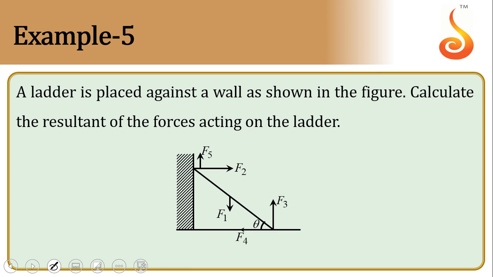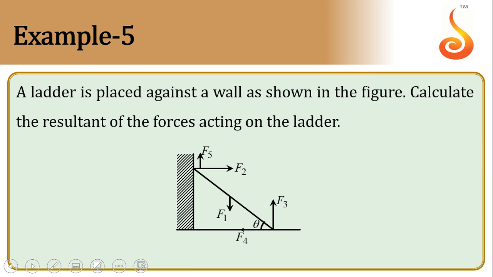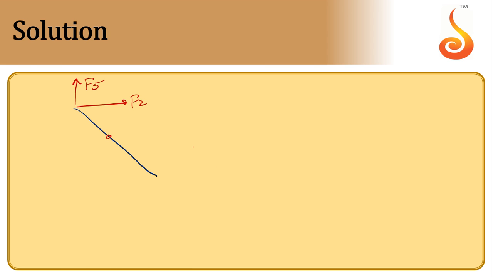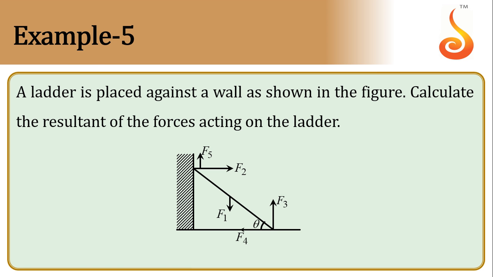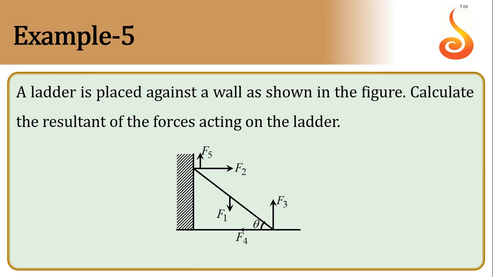F2 and F5 at the top. F2 here and F5 here. Then F1 at the midpoint down. And then what? We also have F3 upwards, F4 leftwards, and this angle is theta. F3, F4.